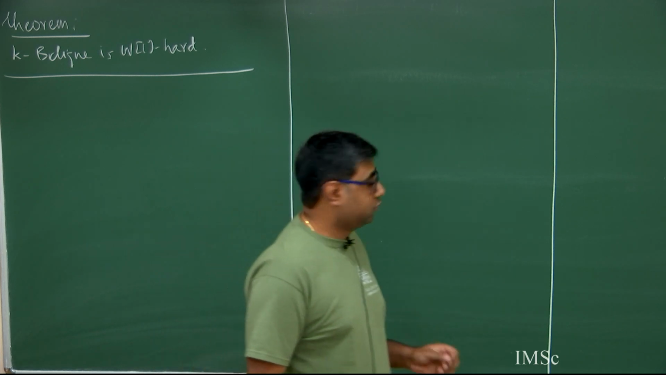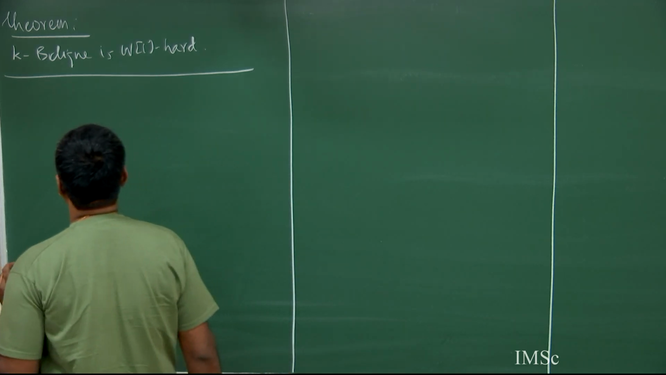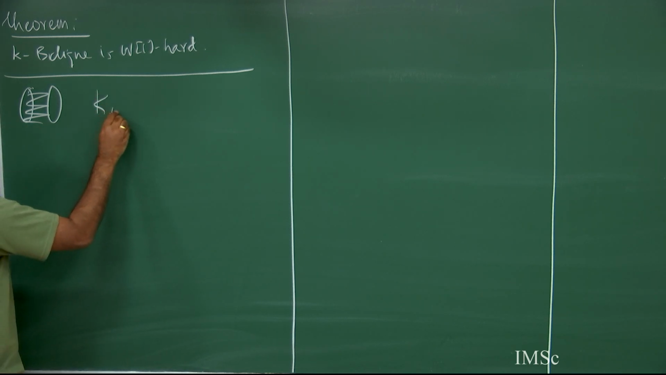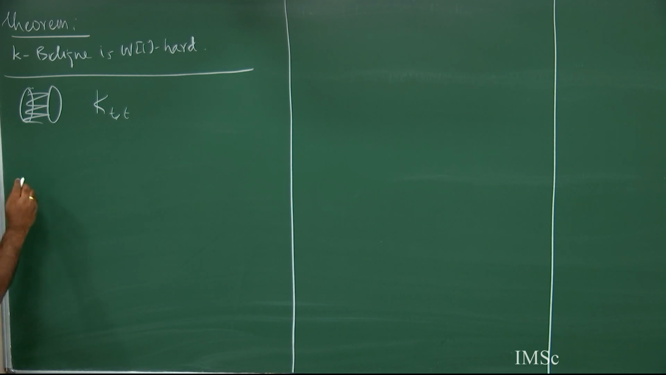Okay, so what I want to show is that K-biclique is W1-hard. But what is a biclique? A biclique is basically a complete bipartite graph. So when I use the notation K_{t,t}, it means a complete bipartite graph on t vertices here and t vertices here.